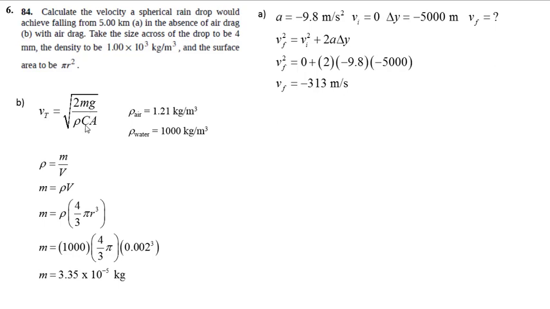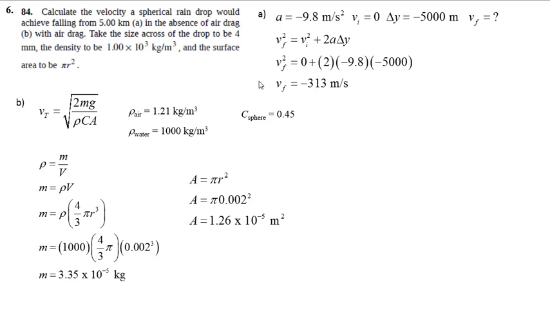Next, we need to look up the value for C. From the table in the textbook, we can say that the drag coefficient for a sphere is 0.45. And then finally, our cross-sectional area. If it's a sphere, the cross-sectional area would be like a circle that has an area of pi r squared. R, again, is the radius, 2 millimeters, but here I've put it in meters. So we get that the area is 1.26 times 10 to the minus 5 meters squared.